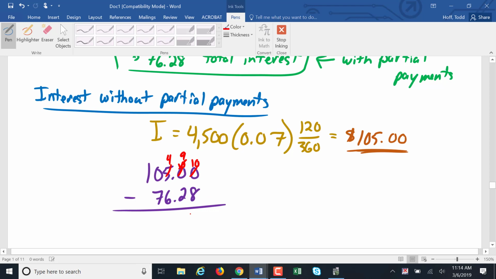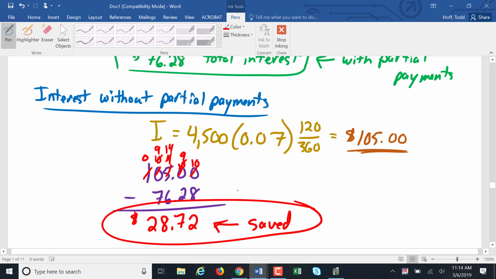So we do our borrowing. 10 minus 8 is 2. 9 minus 2 is 7. 4 minus 6, we're going to borrow. 14 minus 6 is 8, and 9 minus 7 is 2. We saved $28.72 by making those partial payments. So this is an example of simple interest and partial payments on a loan and savings with partial payments.